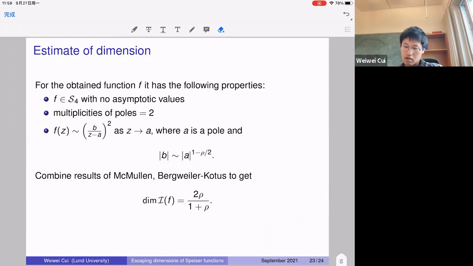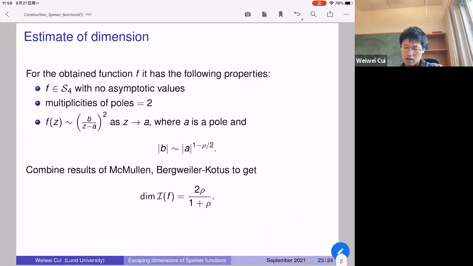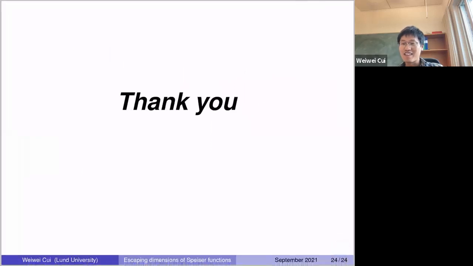So I think I have just proved that every number between 0 and 2 can be obtained as the Hausdorff dimension of the escaping set in the class S4. Maybe I'm a bit ahead of time, but thank you very much. Thanks for your attention.